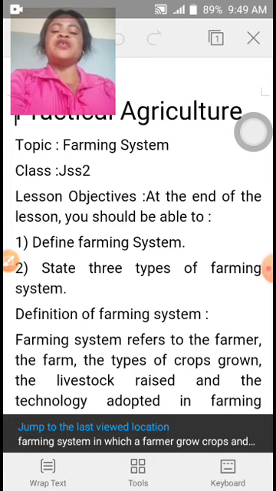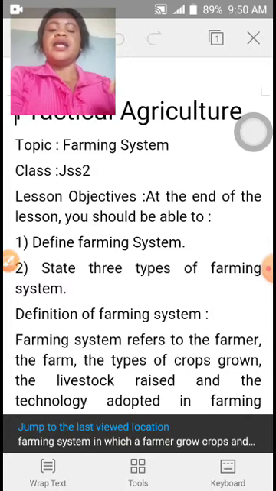Farming system refers to the farmer. I always told you guys that I'm a farmer. I don't know whether you want to be a farmer. The farm, the type of farm that you want to practice can be commercial or subsistence. The type of crops growing can be cash crops or any one. The livestock raised and the technology adopted in farming operations. That is farming system.